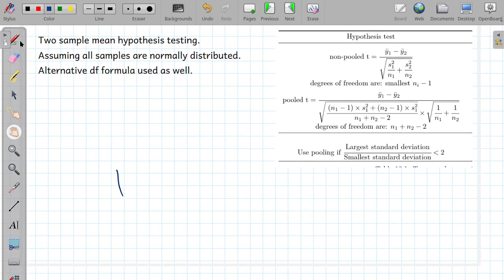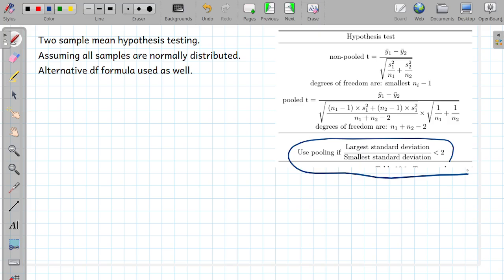Okay, so for two-sample means, we have the same scenario again as last time. We're either going to be doing pooled or non-pooled. And that depends on this right there. These slides are weird. Pardon me. We will use pooling as before if the large standard deviation divided by the small standard deviation is less than 2. If it's greater than or equal to, we will use the non-pooled version.